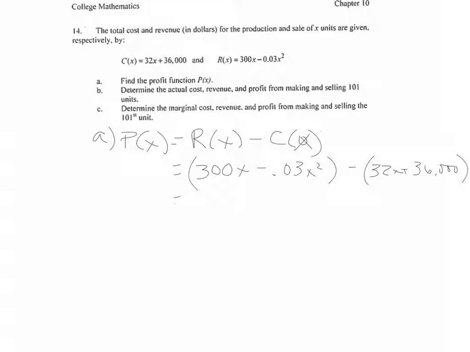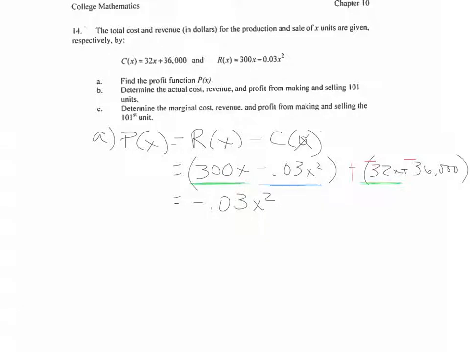I'm going to do the same thing we did a minute ago. Because of the minus in front of this second parentheses, I've got to do what? Distribute. So that's going to become a plus. That's going to become a negative. That's going to become a negative. Now let's add these together. Actually, there's only one x squared, isn't there? So we're going to have a negative 0.03x squared. Now if I put together the x terms, here's a negative 32x and a positive 300x.